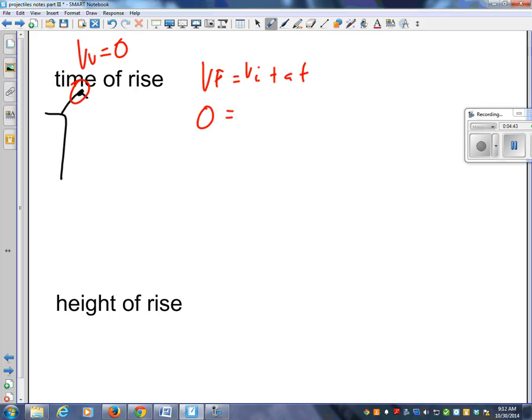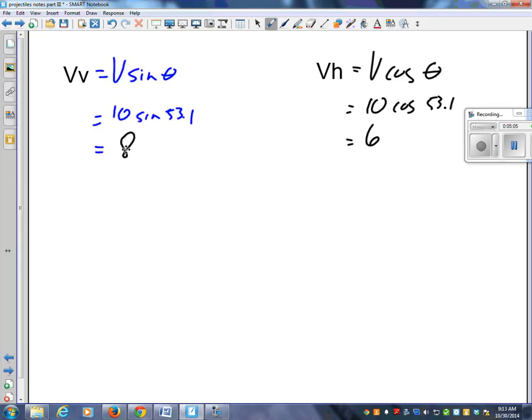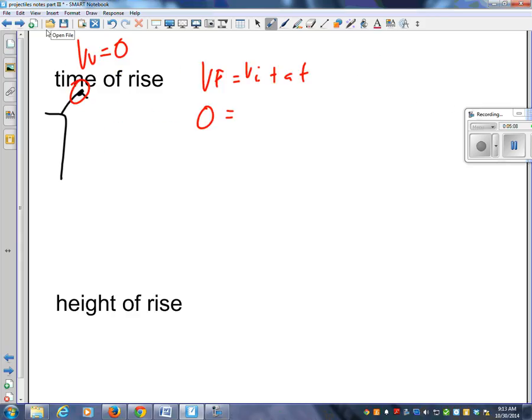This goes back to what we discussed day 1. We're talking about a vertical factor, it's time of rise, so I have to use the vertical component, which was 8. And it's plus 8 because it's up. Right? And so my t value is simply going to be 8 divided by 9.8, or 0.8 seconds. Is that good?